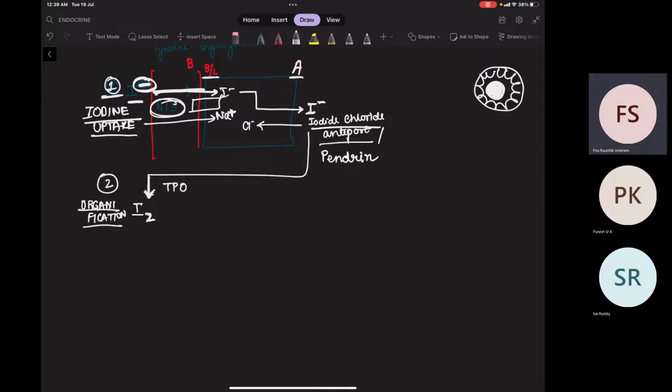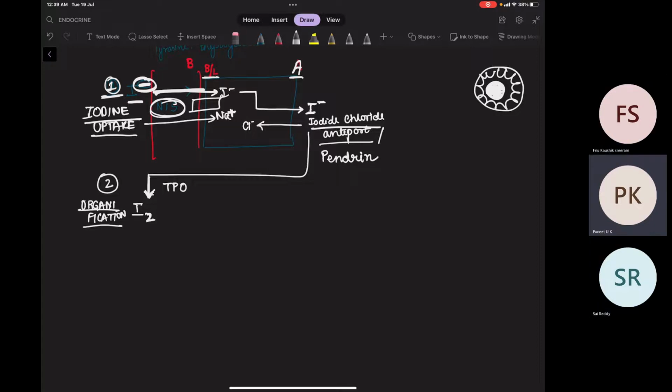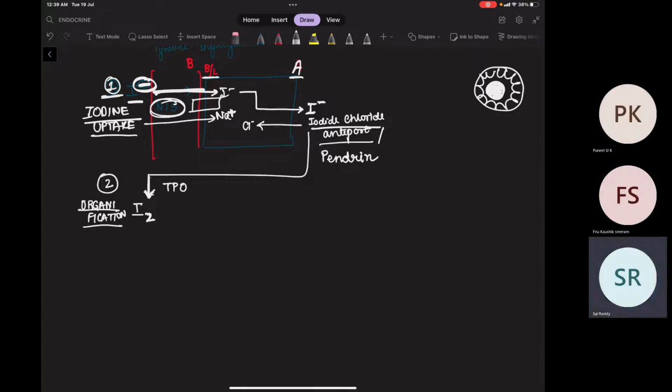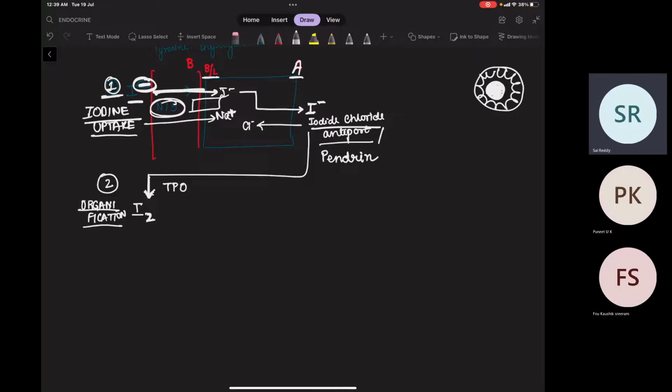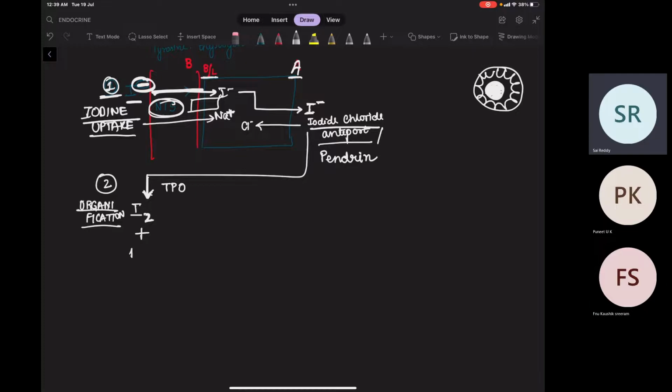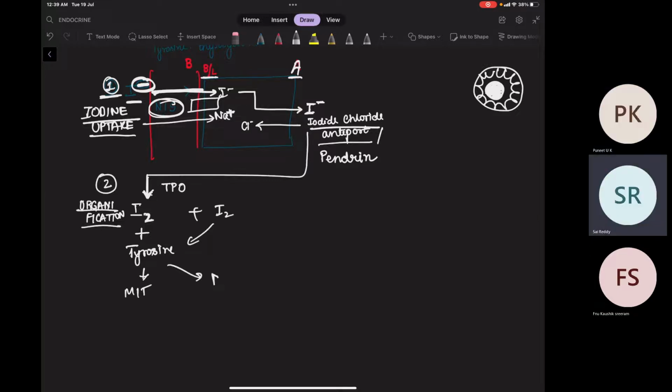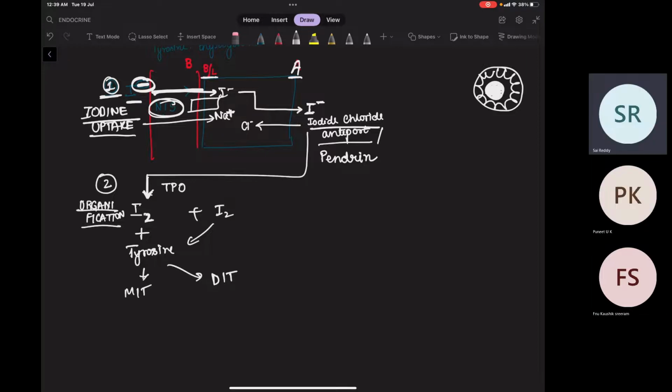Now tell what you were telling. The tyrosine that's bound to thyroglobulin binds with this I2 and forms MIT and DIT. That's DIT if two iodine molecules combine. Monoiodotyrosine and diiodotyrosine.